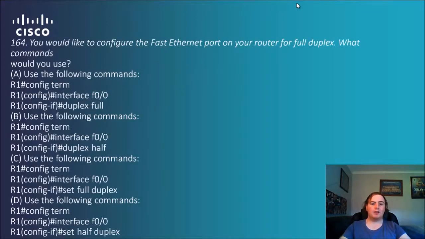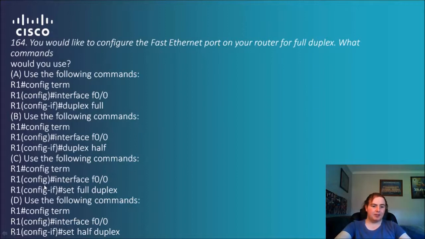164, you would like to configure the fast Ethernet port on your router for full duplex. What commands would you use? And there's a whole lot. It's quite small, as you can see. I've had to minimize it big time there. So with this one, it's just a matter of knowing the terminology and also knowing how the syntax is correct, I suppose. So if we have a look through anything that says duplex half, which is, interestingly enough, there's two there. So you can already rule those two out. Pretty plain and simple. And that leaves us with A and C.